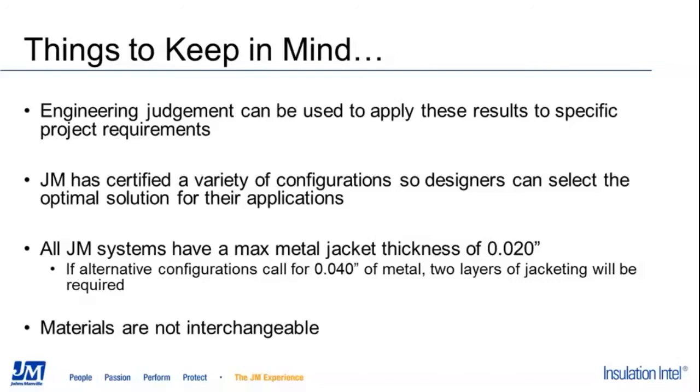Our acoustic systems have a maximum metal jacket thickness of 0.20 inches, as we described earlier. There are several systems out there that actually require a much thicker metal requirement, 0.40, and that's basically to achieve a higher level of mass on the outer layer. And it's important to know that that typically would be a requirement for 2 layers of 0.20, and that is going to add more cost in terms of labor for installation, as well as other issues.